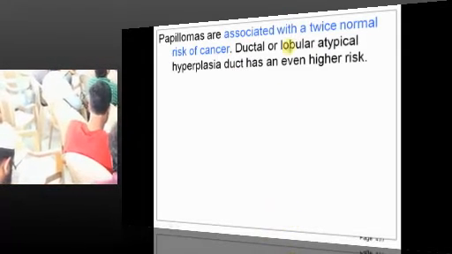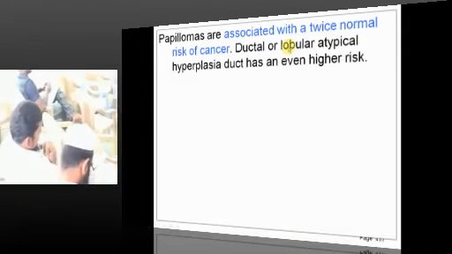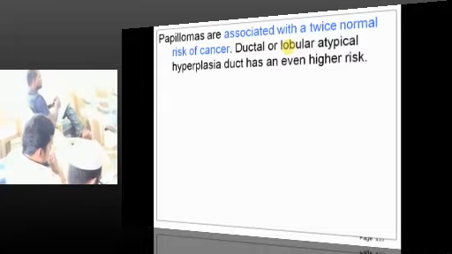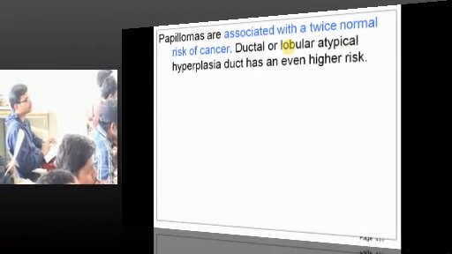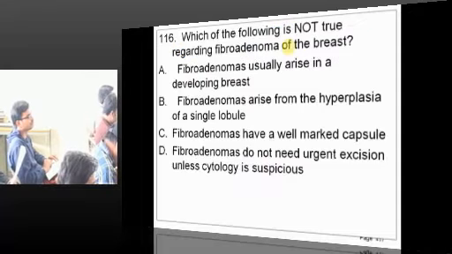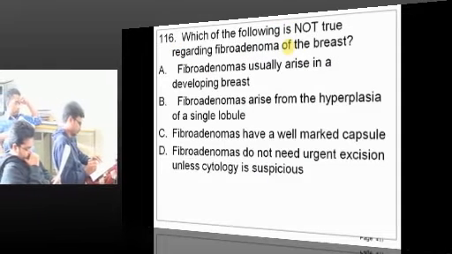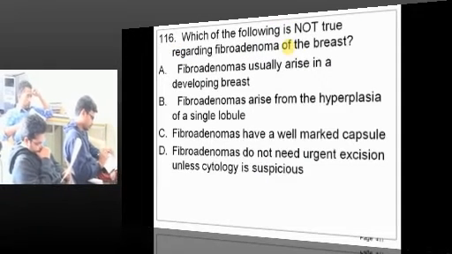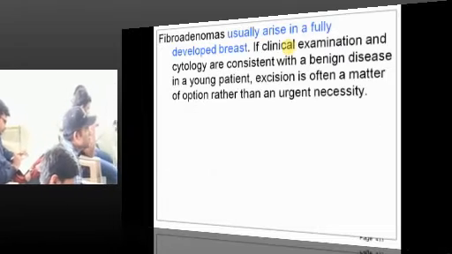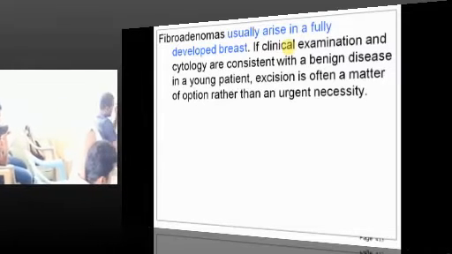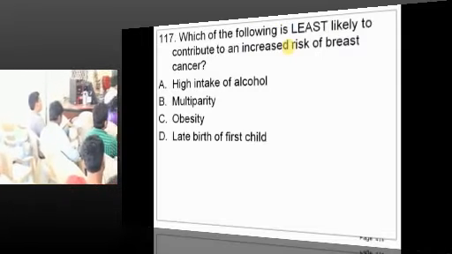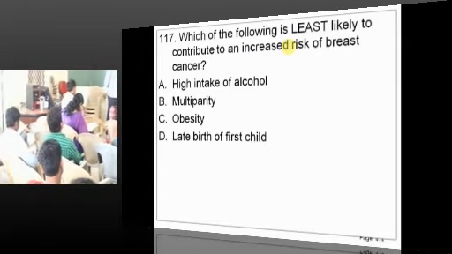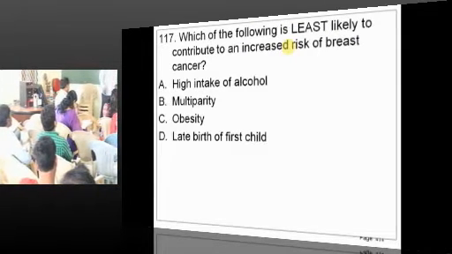Once more, in Bailey and Love or any surgery textbook you have, check which lesions of the breast carry moderate risk, mild risk, increased risk, or no risk. You have to be quite sure. Fibroadenoma of the breast is not a pediatric problem. It is a full grown, fully developed breast from which fibroadenoma will typically develop. If you have any other school of thought, please protest.